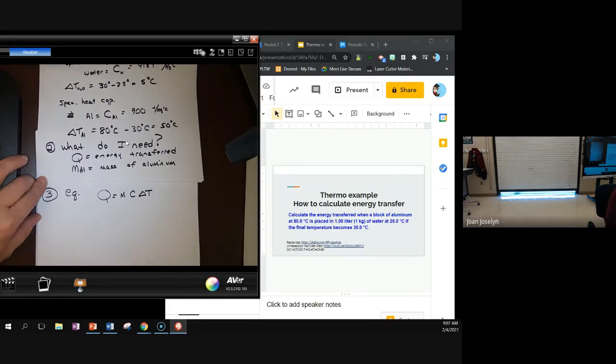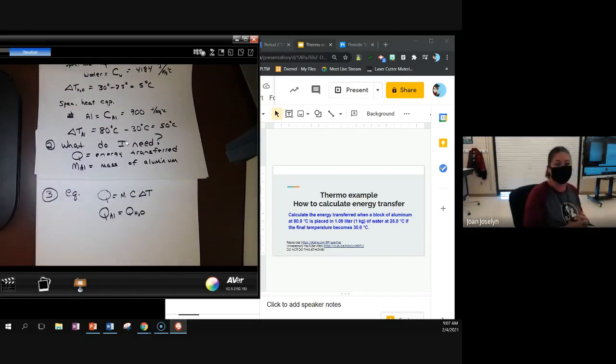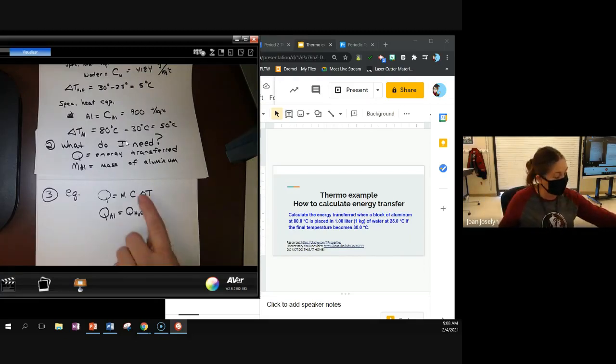We can also say that because they're in the same system, the aluminum's sitting in the puddle of water, the Q of aluminum, or the energy transferred of aluminum, has to equal the energy transferred to water. They have to equal each other. And that's just one of the laws that says energy can't be destroyed. It's just moved from one place to another. So we can set those equal to each other. It's not one of those set equations. It's this equation. It's one time for aluminum, one time for water.